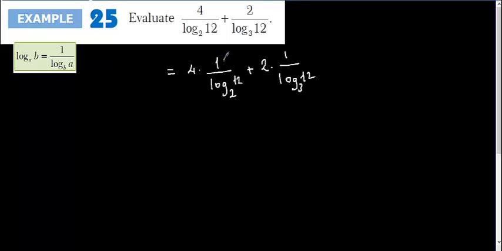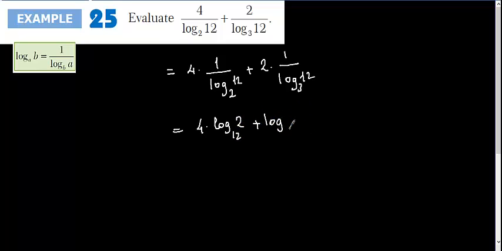Here the main parts are the same and it's written as 1 over form. So if I use this property, 1 over logarithm base b of a is equal to logarithm base a of b, I'm going to replace the main part and the logarithmic base, and it's going to be equal to 4 times logarithm base 12 of 2 plus 2 times logarithm base 12 of 3. I changed the logarithmic base here.